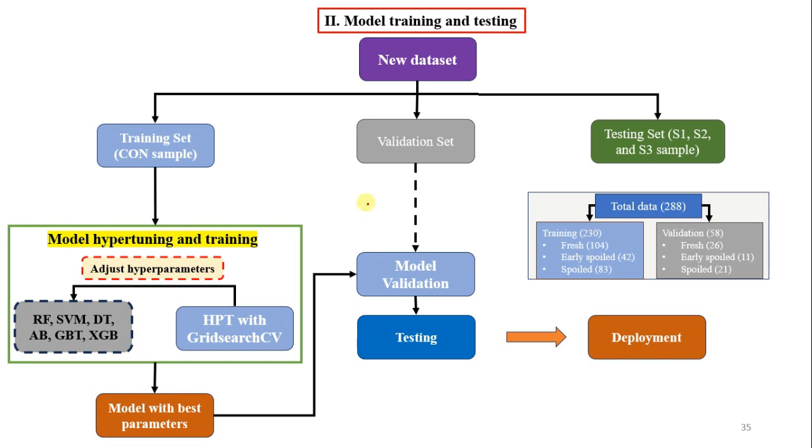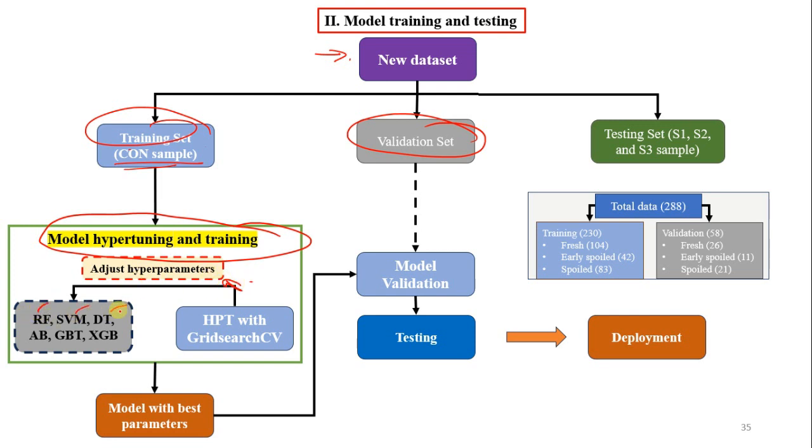So model training and testing. When you have this new data set, you have the training set, which is the control sample. Training and validation of the model was done using the control data set, which did not have any clubber. Again over here, in model hypertuning and training, we are not interfering with the data set. The system will automatically do it, and we tell the system to adjust the hyperparameters of RF, SVM, DT and all these algorithms. And how? You apply the grid search CV algorithm to do the parameter search, and from there it will come up with models with the best parameters.